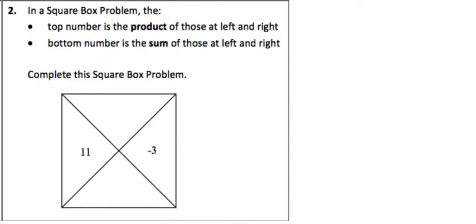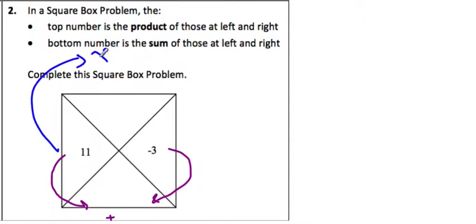Square box problem. Oh, I told you you're going to see these again. Just for an issue of review, if I take these two numbers together and I add them, I get the bottom. If I take these two numbers and I multiply them, I get the top, all right? So it doesn't really matter which one you do first. Let's just do the top because I'm still in blue ink, but I have 11 times a negative 3. First of all, you know the answer is going to be negative. 11 times 3 is going to be 33.